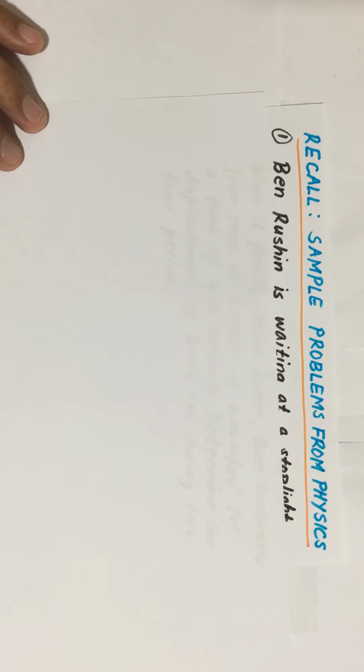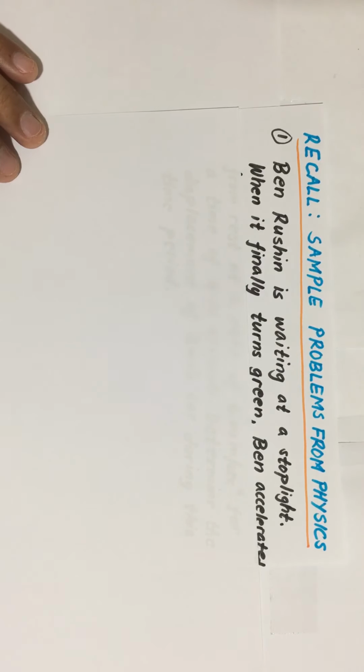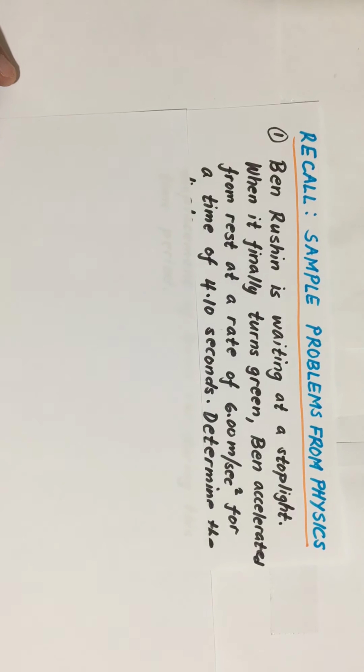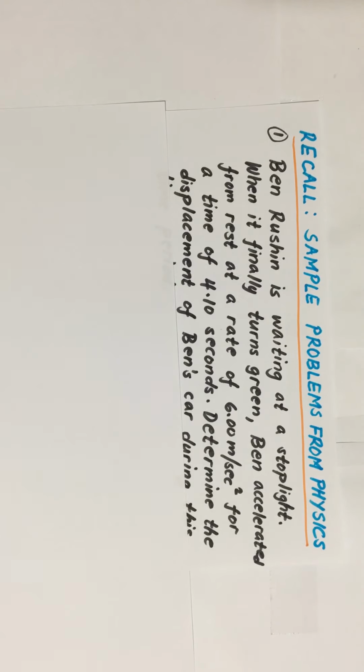Hello class, as mentioned in the previous video, this time we are going to solve some sample problems from physics in application of those formulas that you have seen in the previous video. So number one, we have here the problem. Bean is waiting at a stoplight. When it finally turns green, Bean accelerates from rest at a rate of 6 meters per second squared for a time of 4.10 seconds. Determine the displacement of Bean's car during this time period.